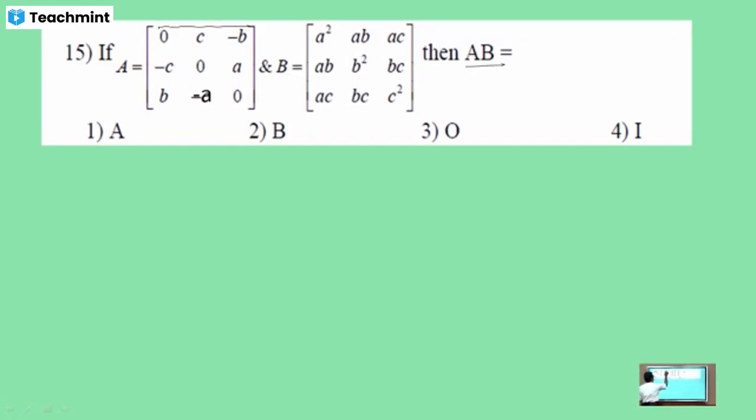First row, when you multiply with the first column, multiplication means row by column. 0 into A square is 0. Minus C into AB is minus ABC. B into AC is ABC. Minus ABC from before, plus ABC, so that the first element we are getting as 0.